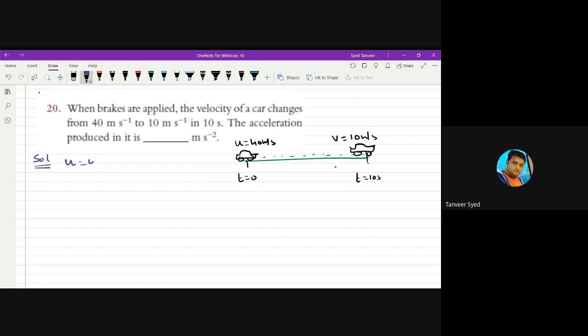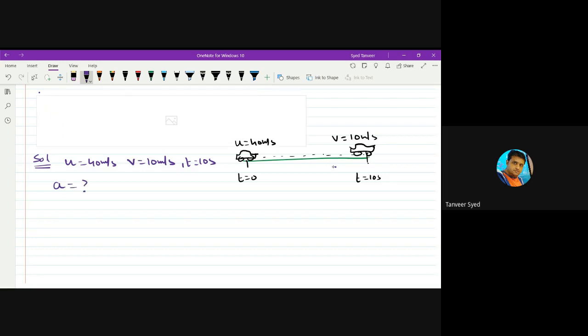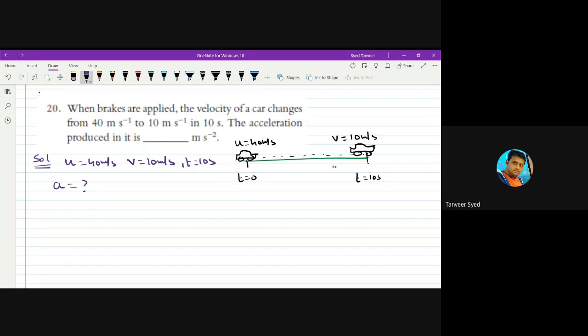U is given 40 meter per second. V is given 10 meter per second. Time is given 10 seconds. What is asked? Acceleration is asked. U, V, A, T are related by V equals U plus at. From this, we need a, which is v minus u by t.